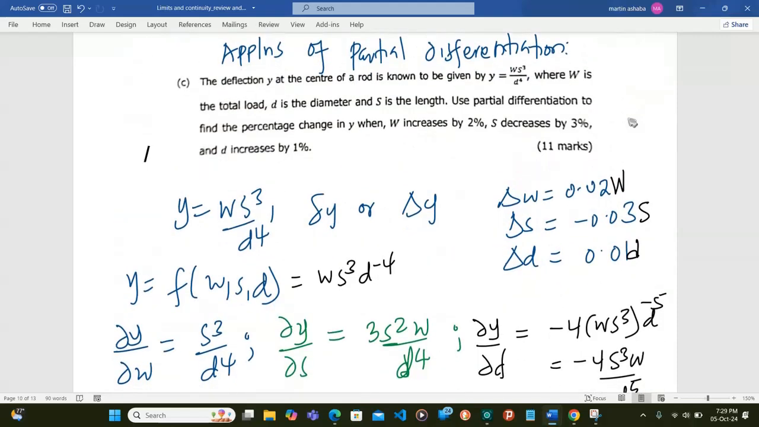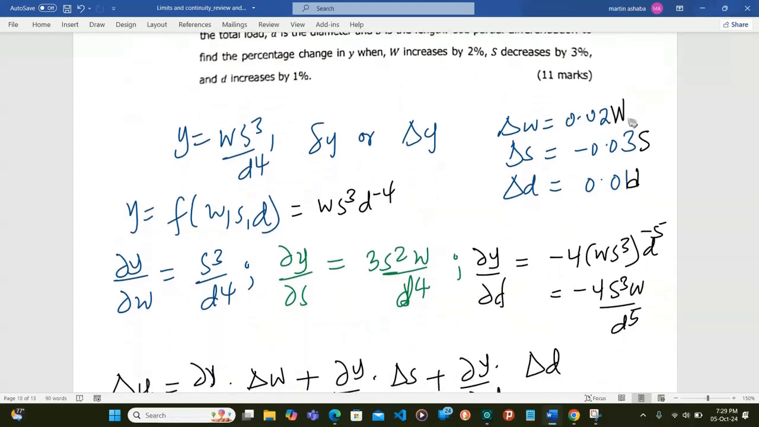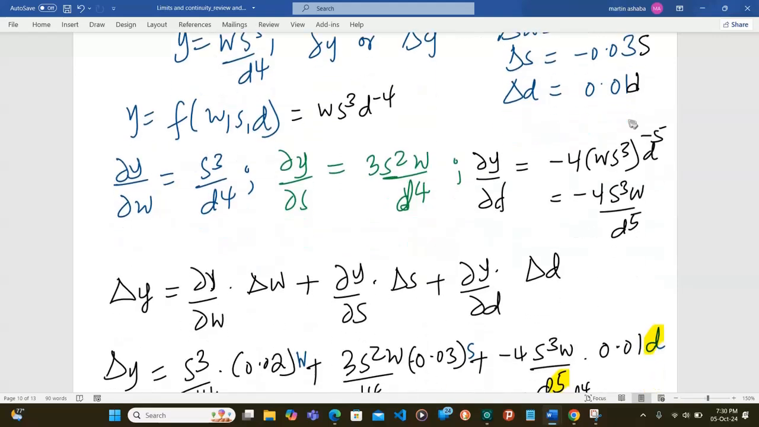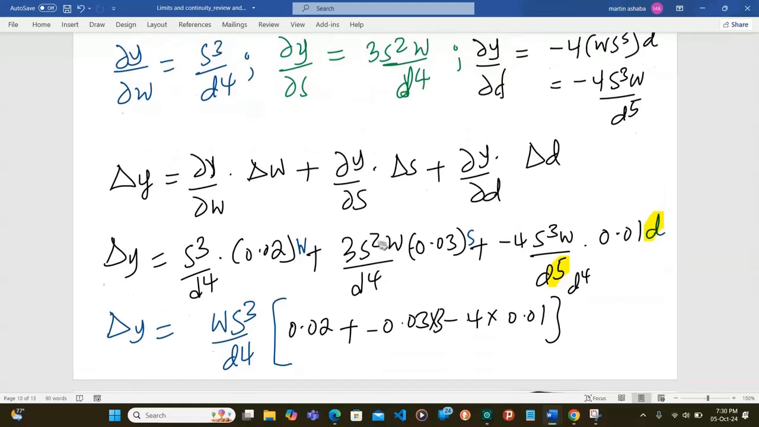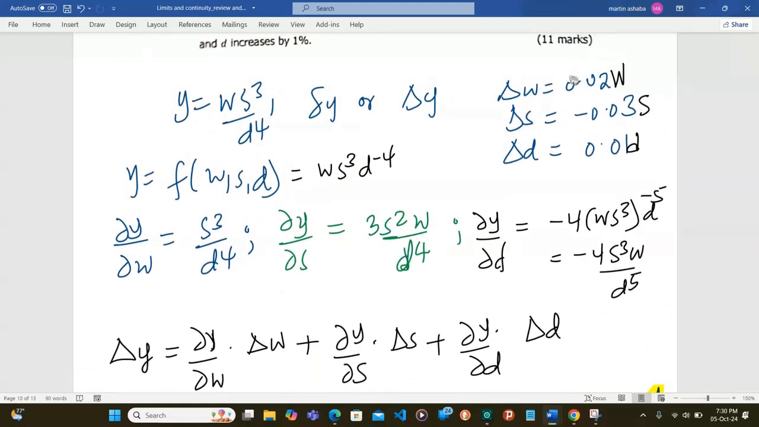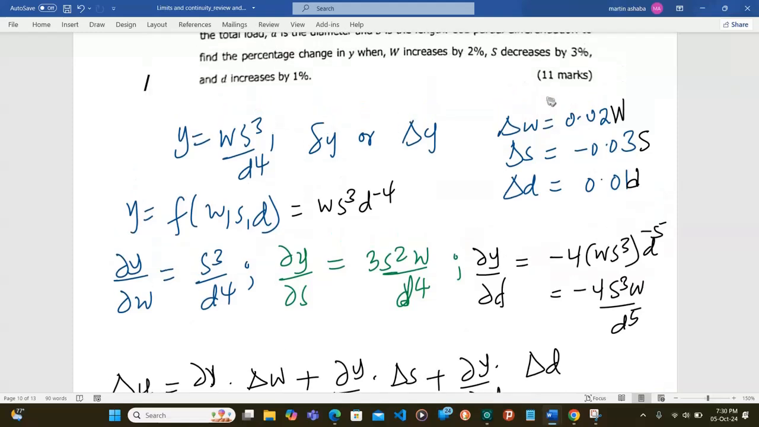First of all, you need to understand the small changes. Then you also appreciate that this is a function of three independent variables. So to get the change in y with respect to each independent variable, you would need to use partial differentiation. Then later on, combine them together to get the total change in y, as we have stated here, then put in all the information that you have. Because we said the change in w, given the percentage, if it is an increase, would be w times the percentage increase. Ds would be the s times the percentage decrease. D would be the d times the percentage increase.